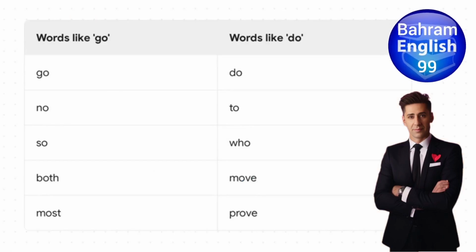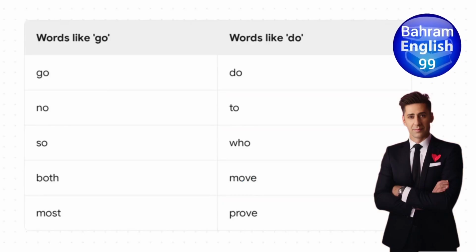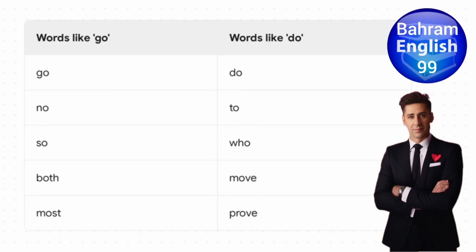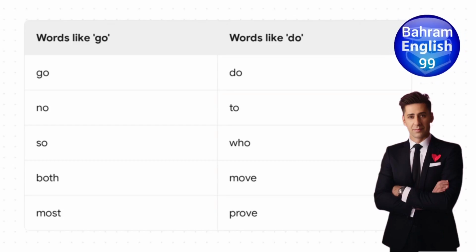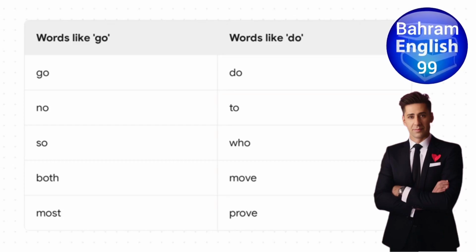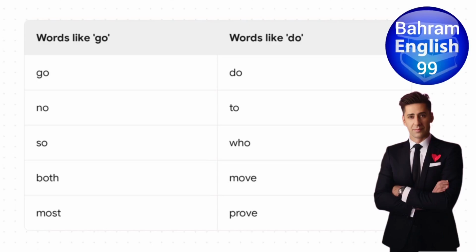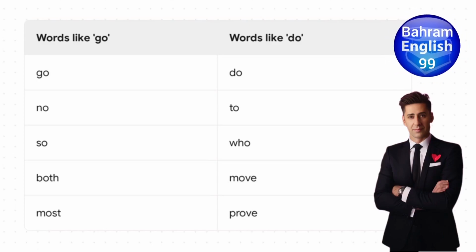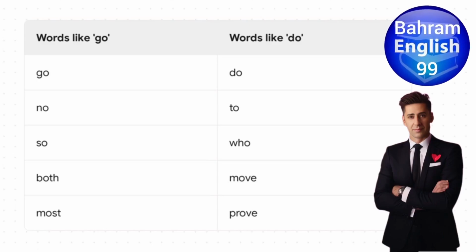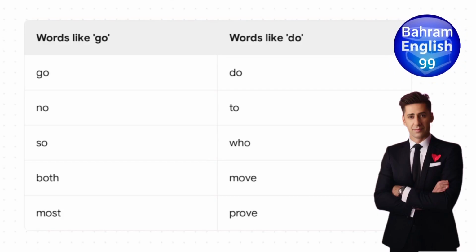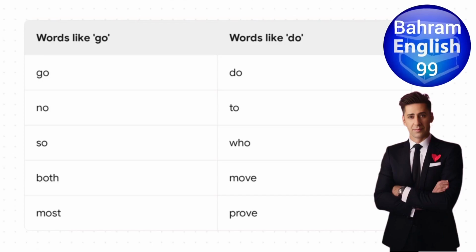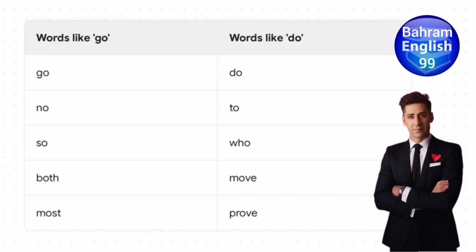Take a look at these two columns. On the left, it's all nice and easy, right? Words like go, no, so, they all have that same predictable O sound. But then you look at the right. Do, to, who, move. The spelling looks so similar, but the sound? It's completely different. So, what is going on here?